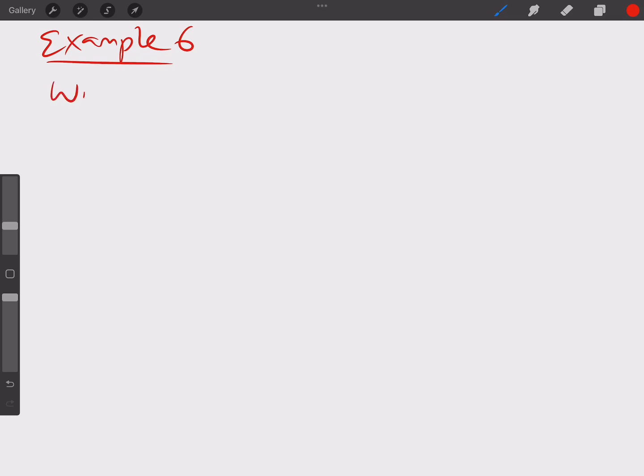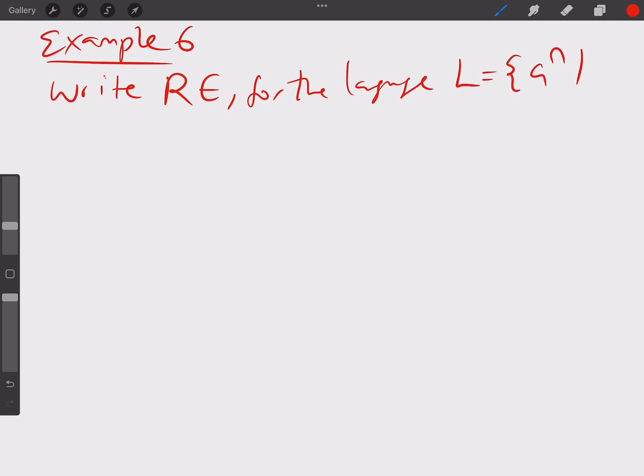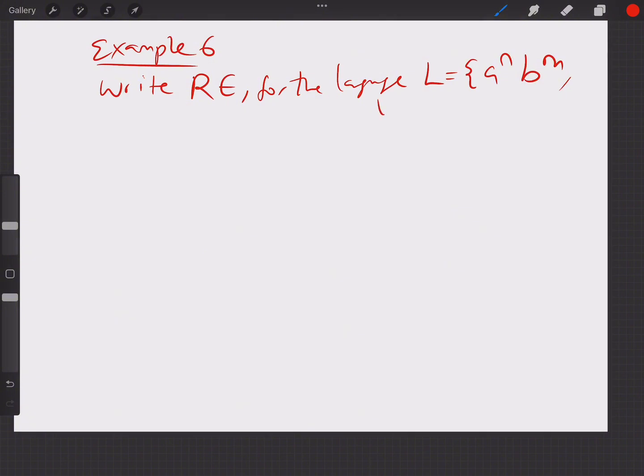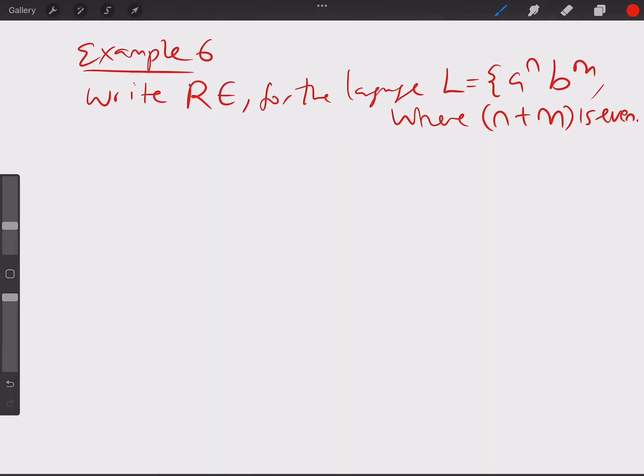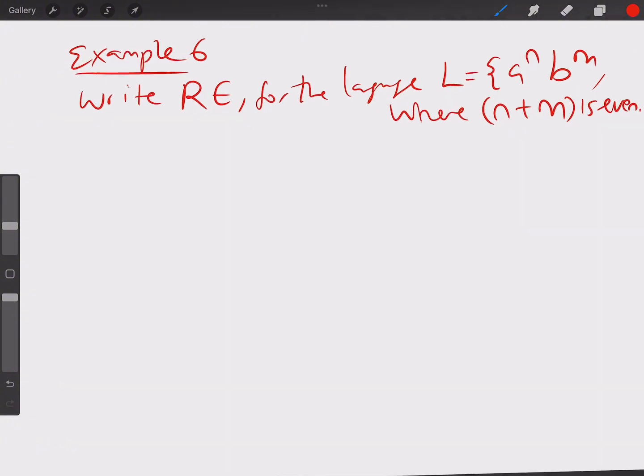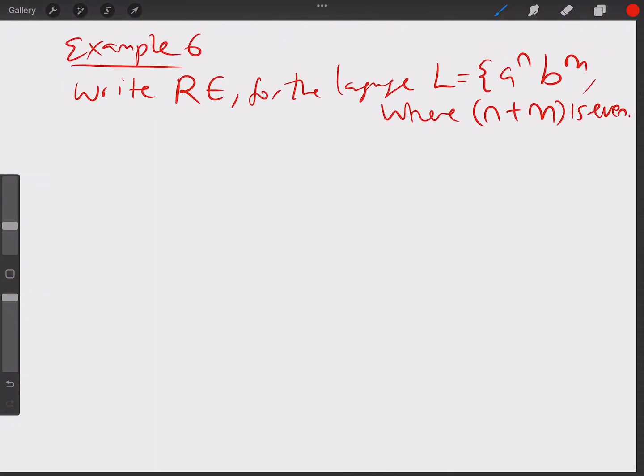Say we have a regular expression, or write a regular expression for the language L is equal to a^n b^m, where n plus m is even. Yeah, so that's the question, where n plus m is even. This is not difficult. We just have to understand something real quick.